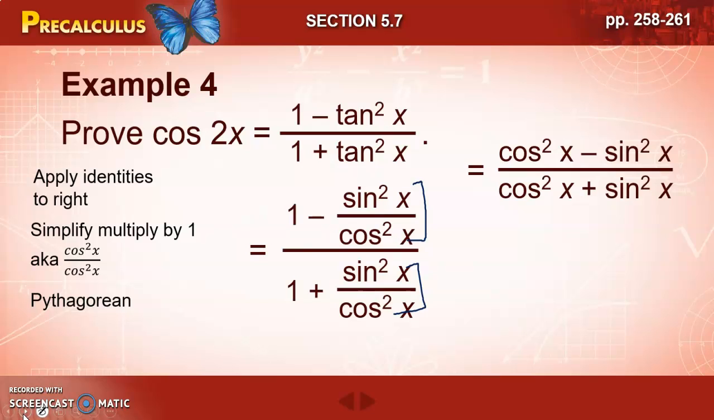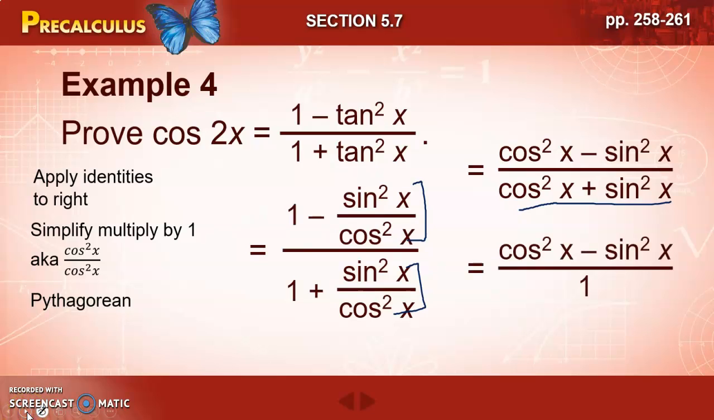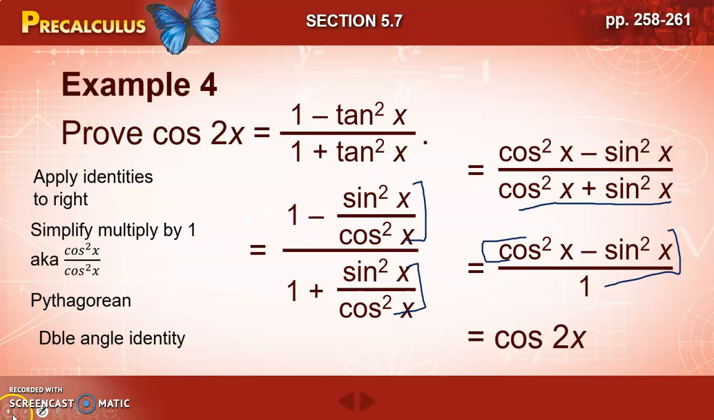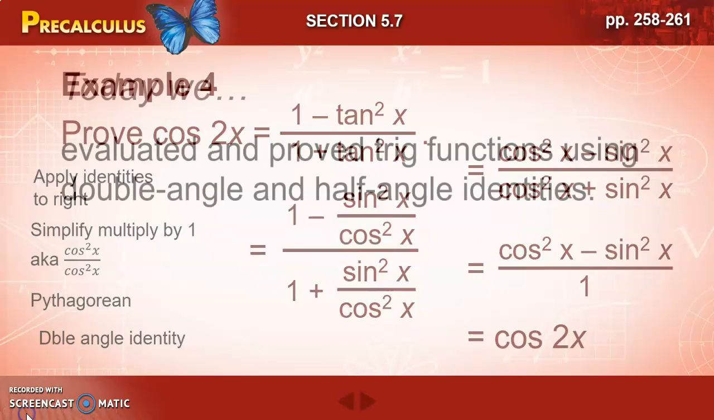Once we have that complex fraction simplified, we can apply the Pythagorean identity, because we know that cosine squared x plus sine squared x equals 1. And cosine squared x minus sine squared x divided by 1 is just cosine squared x minus sine squared x. And using our double angle identities, we know that cosine squared x minus sine squared x is the same thing as cosine 2x. It is our double angle identity. So we were able to use quotient identities and the Pythagorean identity to prove that cosine 2x is equal to 1 minus tangent squared over 1 plus tangent squared.